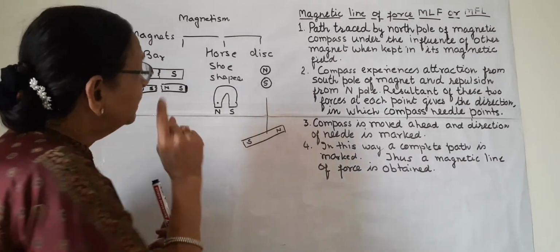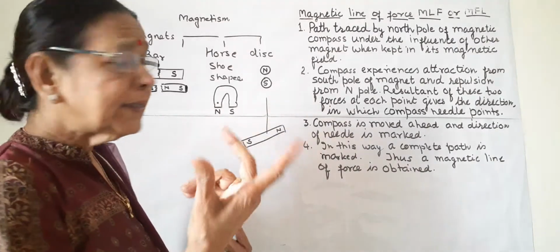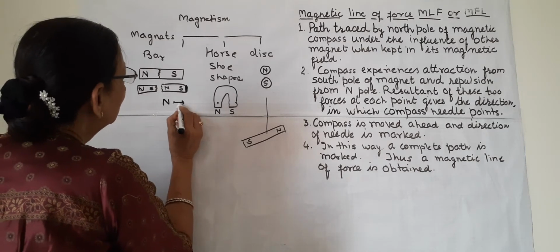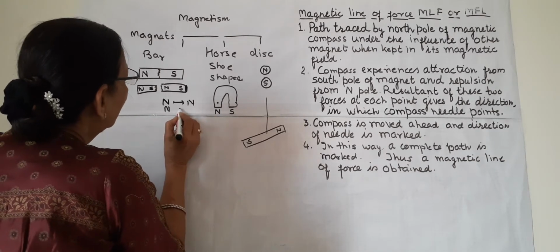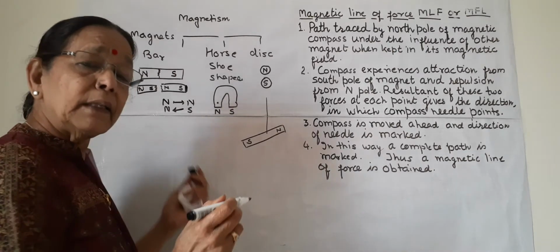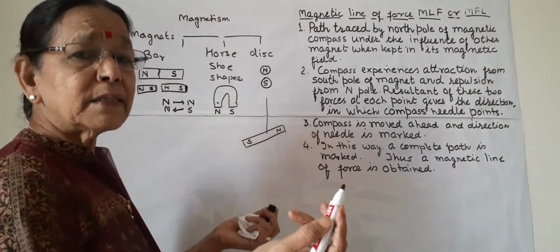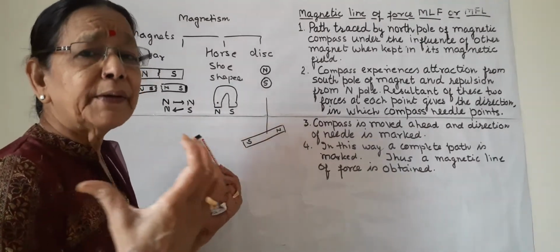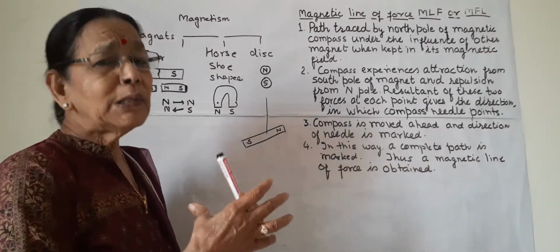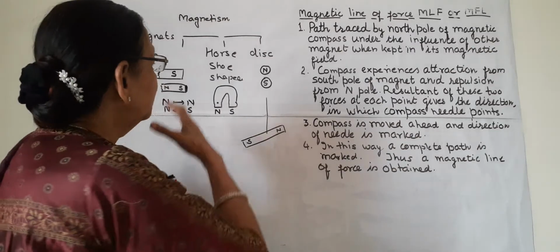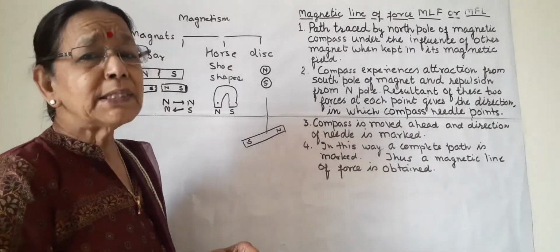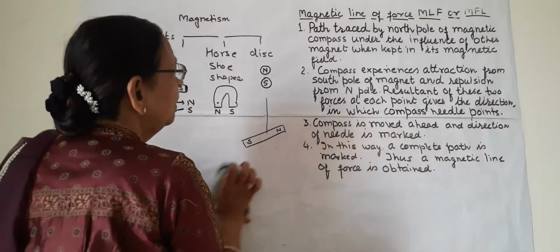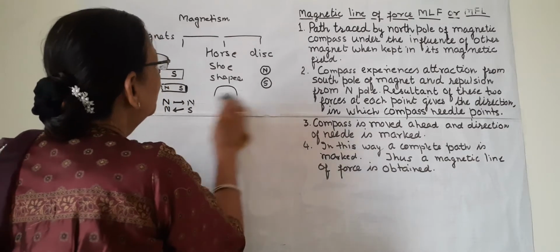One thing more: like electrical charges, north pole repels north pole and north pole attracts south pole. Likewise, south repels south and south attracts north. So opposite poles attract each other and same poles repel each other. So this is about the different poles and magnets in brief, and this is quite easy. You have learned all this in your lower classes.